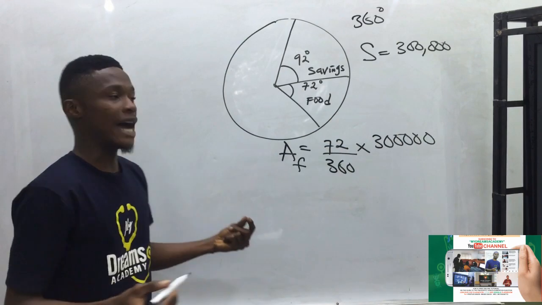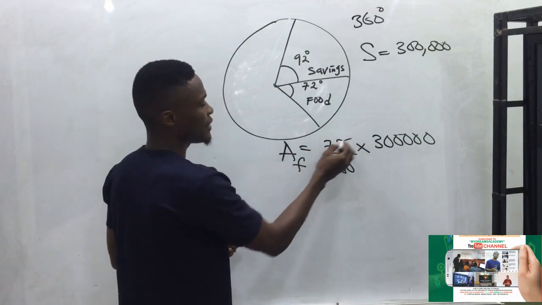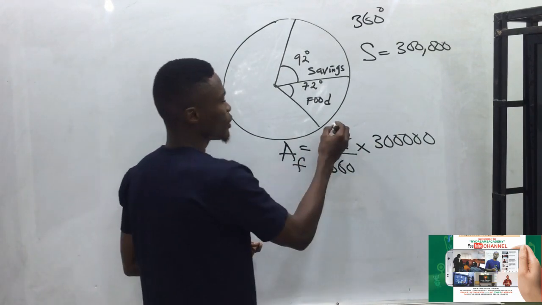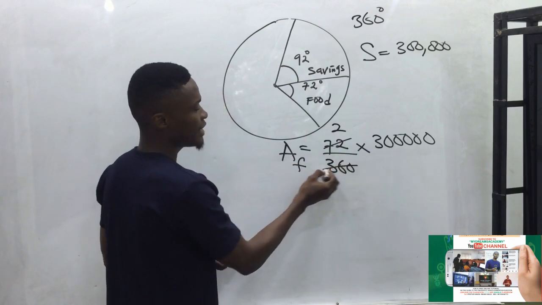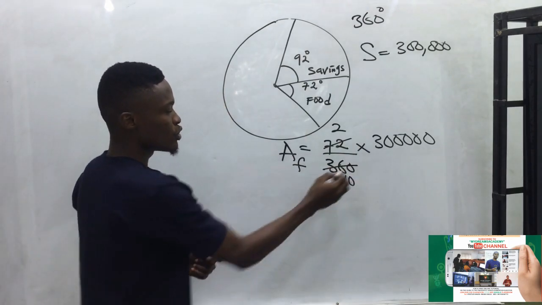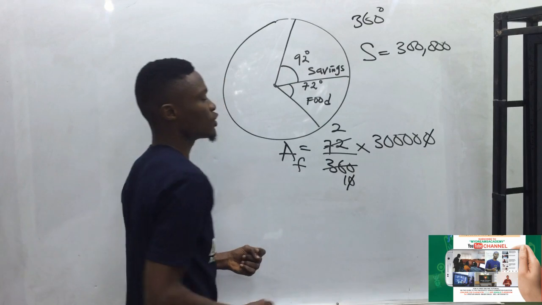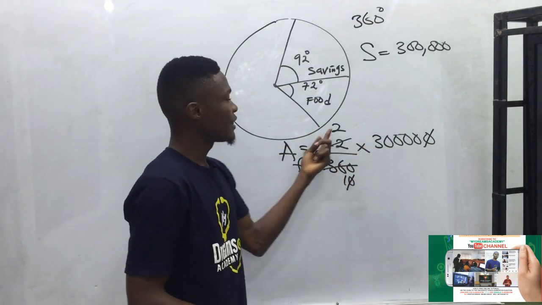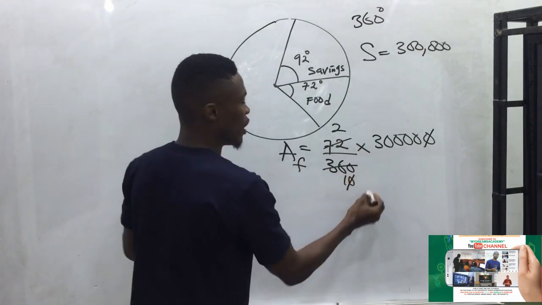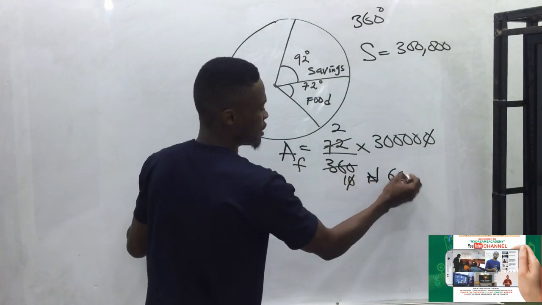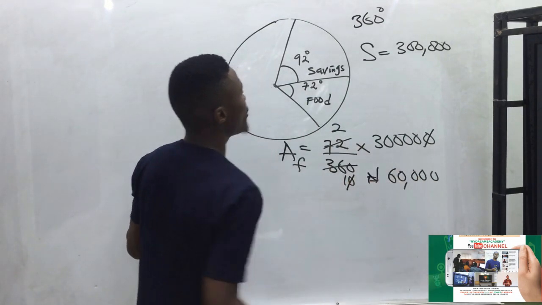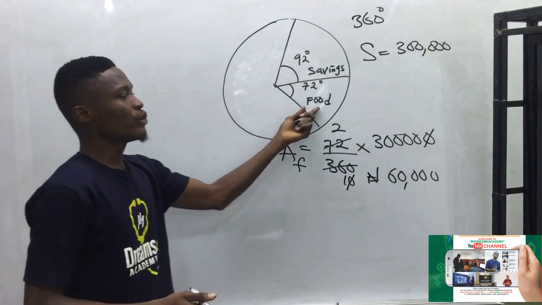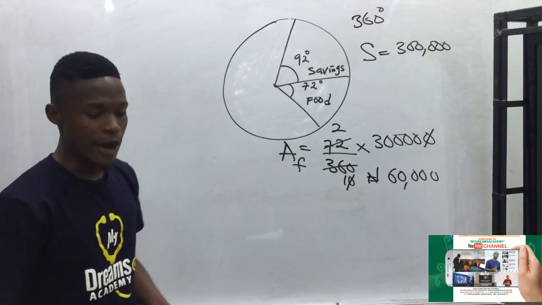So we divide out. Basically 36 can divide 72 to give us 2. 36 can divide 360 to give us 10. So 0 cancels one of the zeros. You see we are now left with 2 times 30,000. And 2 times 30,000 gives us 60,000 naira. So the amount of money he spent on food is 60,000 naira.